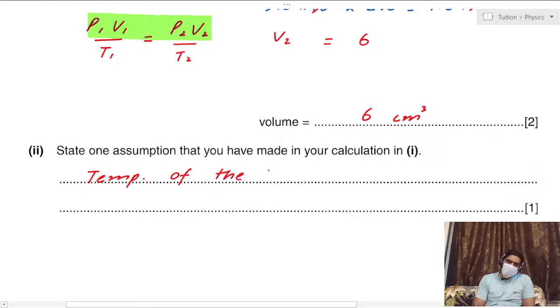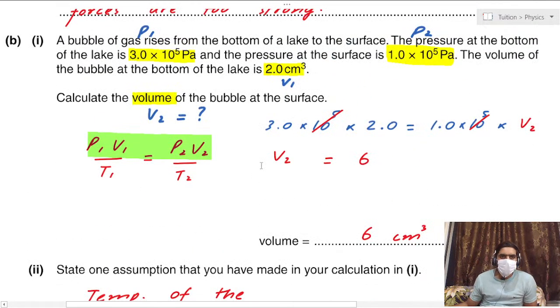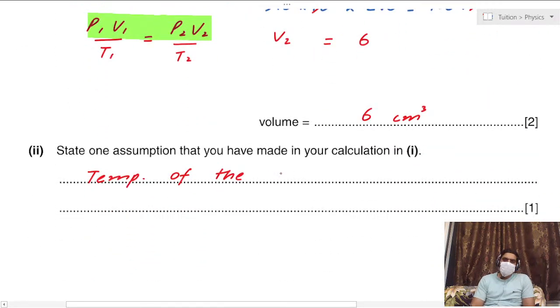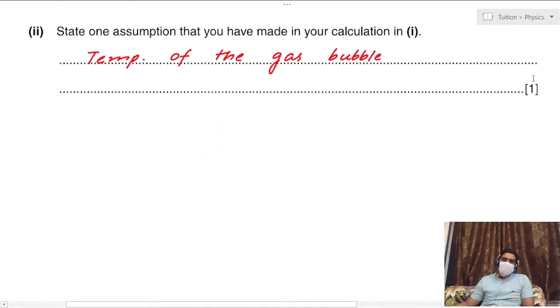Temperature of the gas bubble remains constant. Yeah, that the temperature is constant.